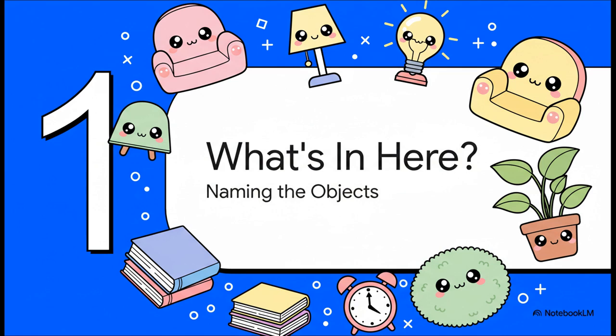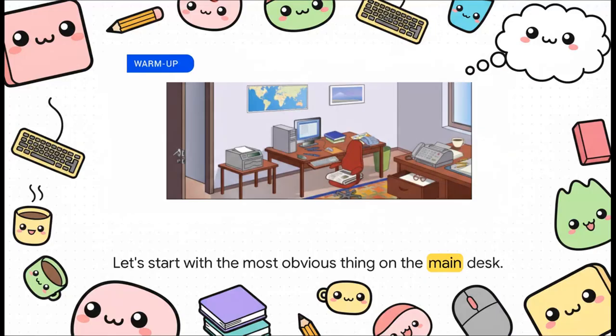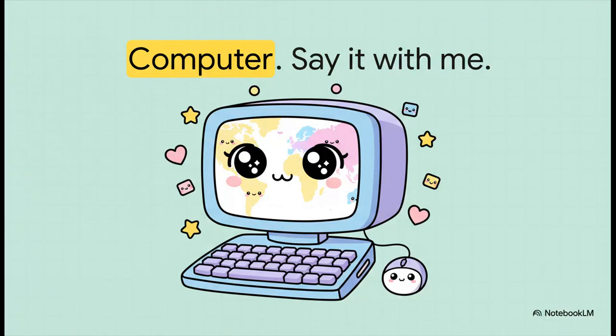First things first. Before we can talk about where things are, we've got to know what they are. So let's start pointing things out and building up our vocabulary. Let's kick things off with that main piece of tech, right there in the center of the action. It's a computer. Simple enough, right? Let's just say it. Computer. Perfect. That's our first word down.